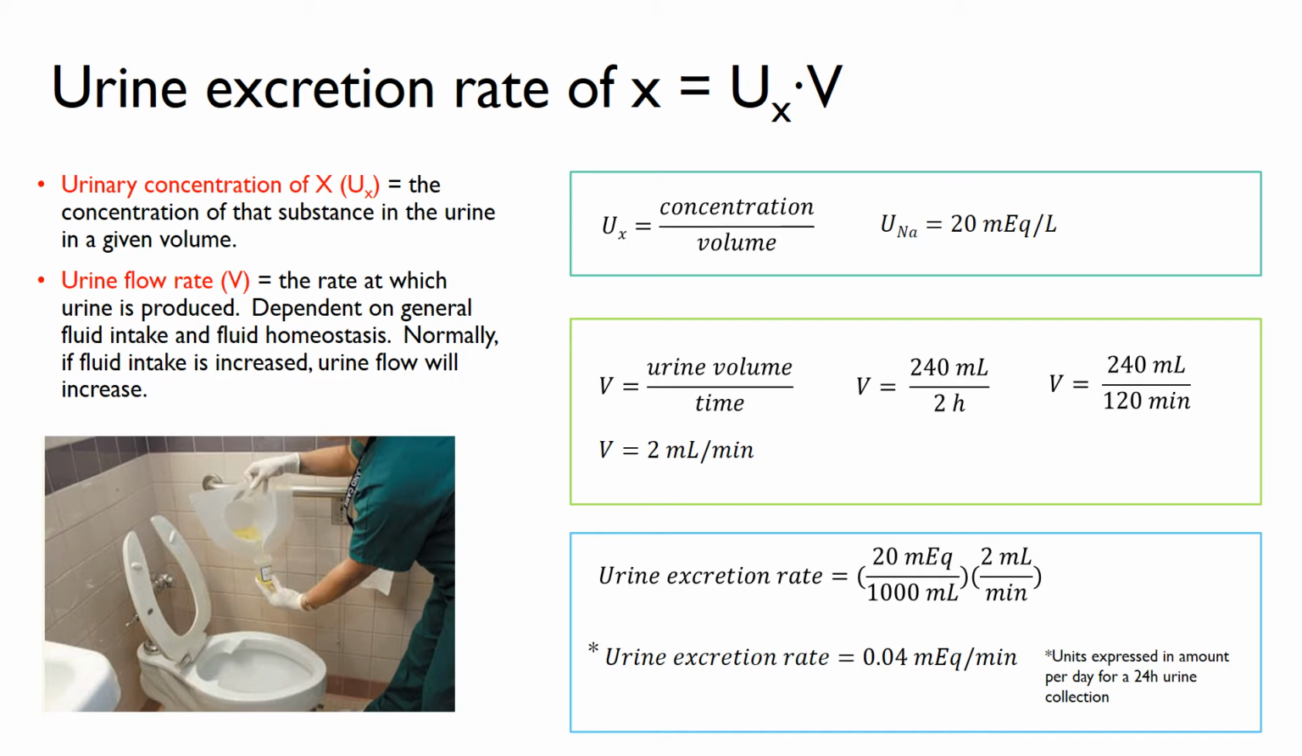Okay, so this unit of urine excretion rate can be done in milliequivalents per minute, or it can be done in terms of a 24-hour time period collection.